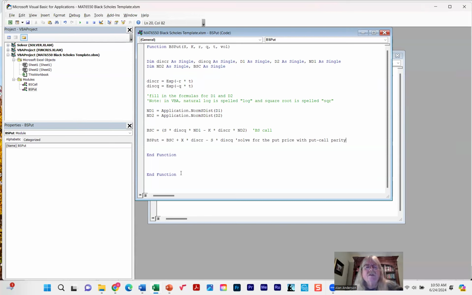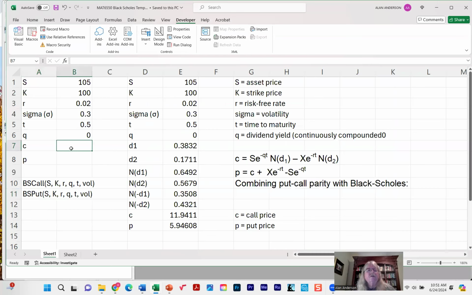Oh, by the way, I've accidentally created two End Function statements. That would have blown it up big time. Okay. So the code is there. So yeah, again, this is what you're going to do. You'll type equals BS call with these numbers, but use the cell references. And so that should take care of that.